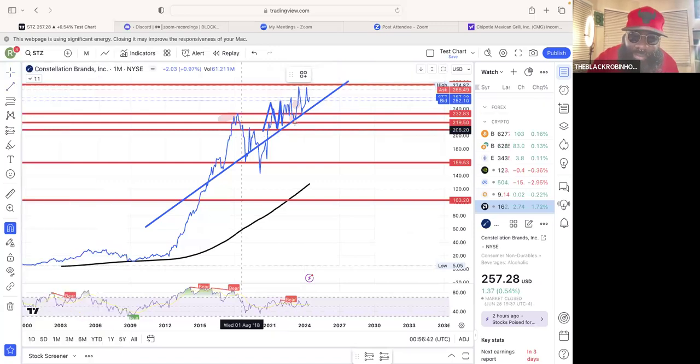And that's where you want to get in at, because you get a discount when you buy at those levels, right? So you buy here and run it up.